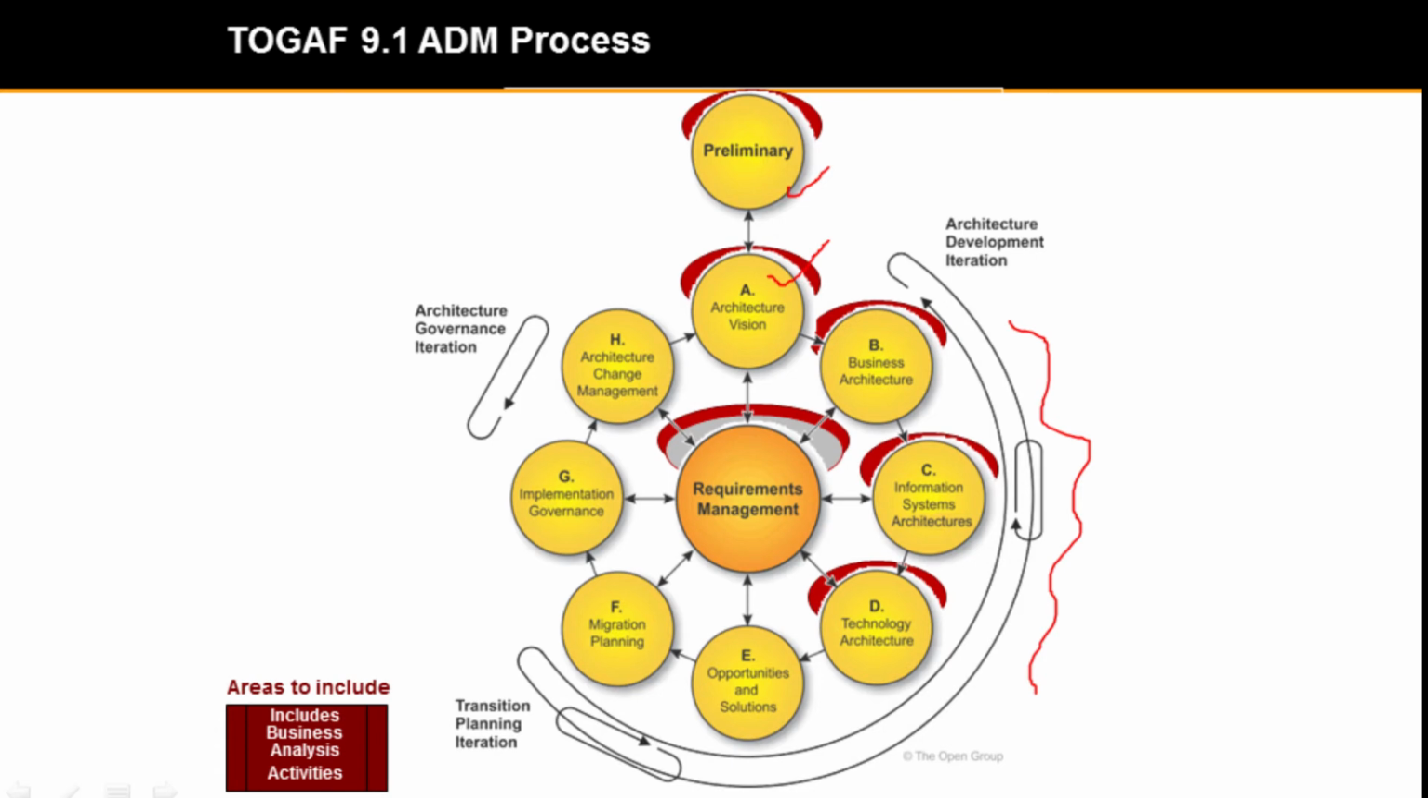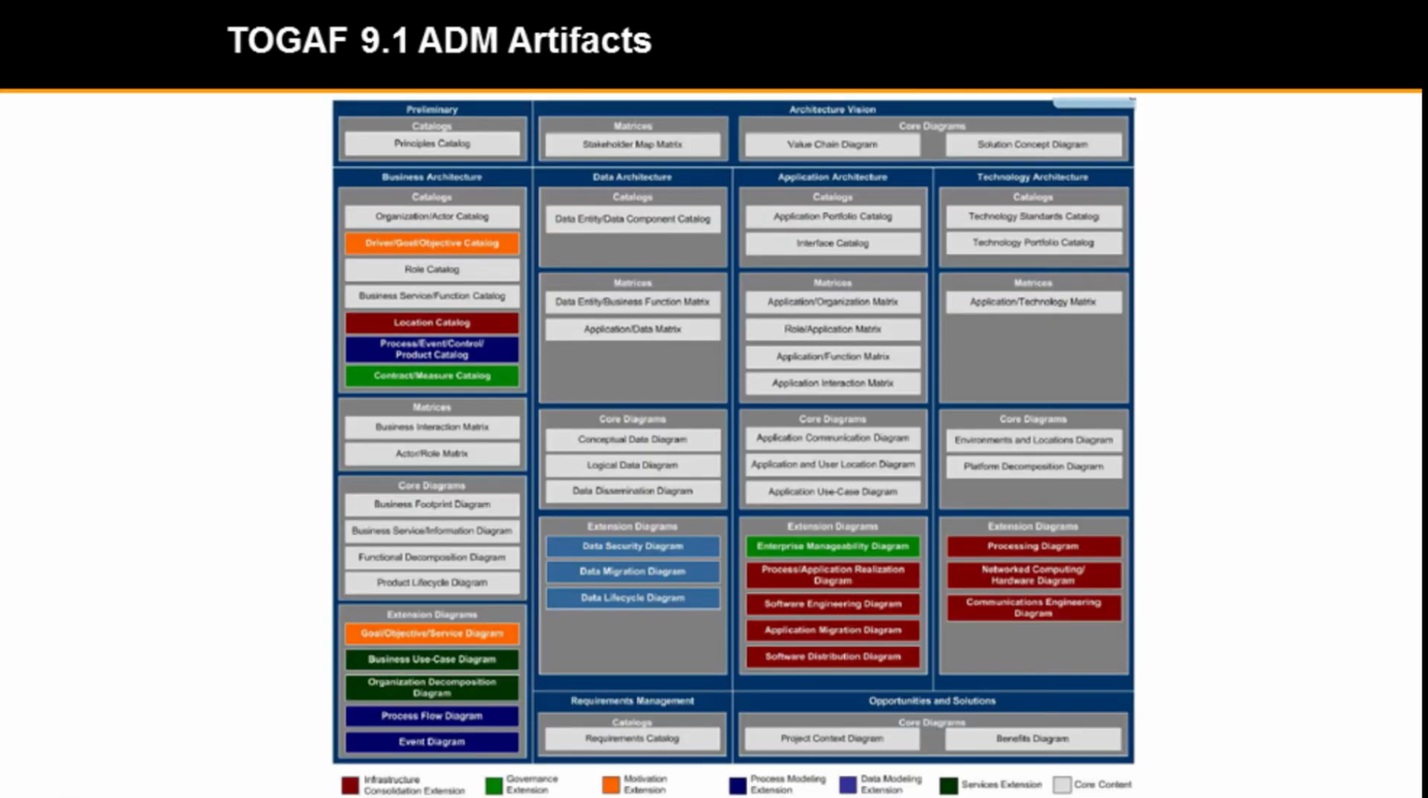Another area of concern is the different artifacts. The artifacts are basically three main formats, or three main types, if you wish. We have catalogs, we have diagrams, and we have matrices. And those are the different formats that will actually describe what we call building blocks.